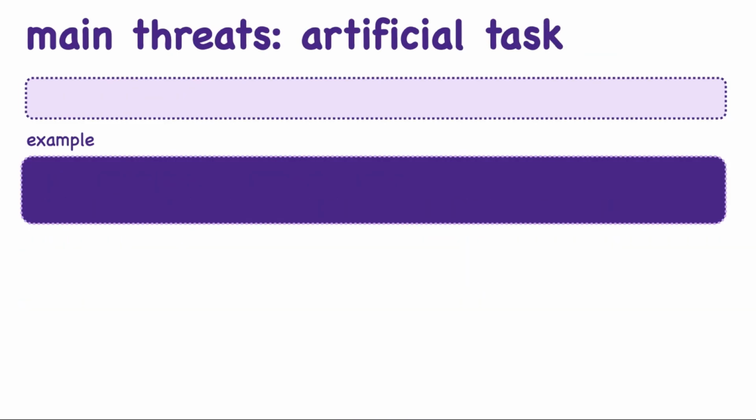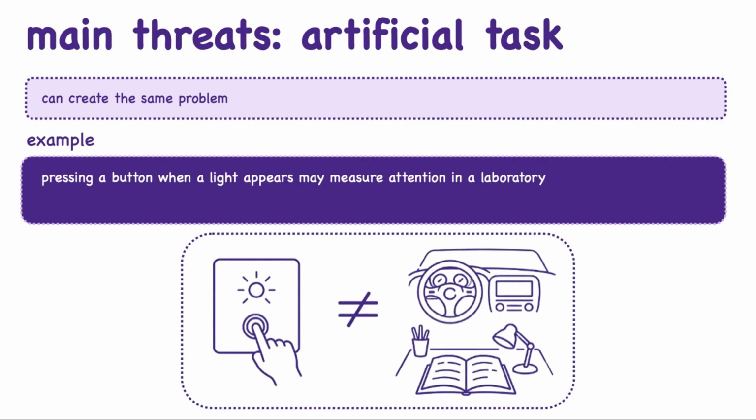An artificial task can create the same problem. For example, pressing a button when a light appears may measure attention in a laboratory, but it may not fully show how attention works while driving or studying.